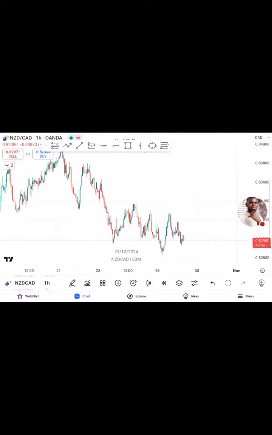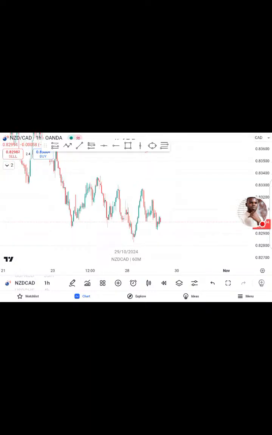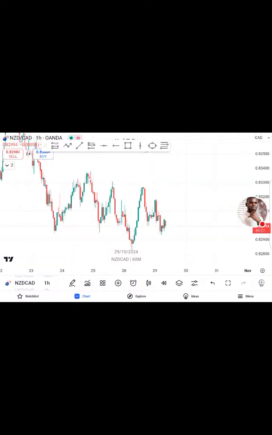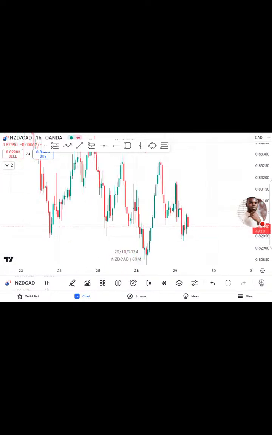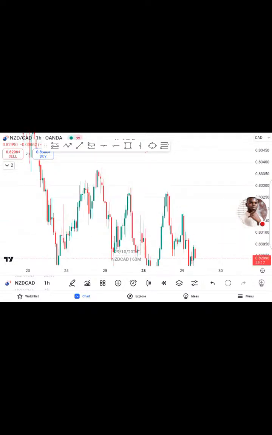Something happened on this NZD CAD. I wanted to enter a trade on NZD CAD yesterday. So when I checked the chart of the broker I'm using, it was different from the one on this particular chart. As a result of that, I couldn't place the trade because the price action was different, which made me miss out this trade.